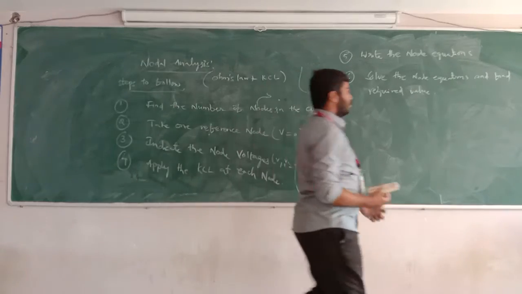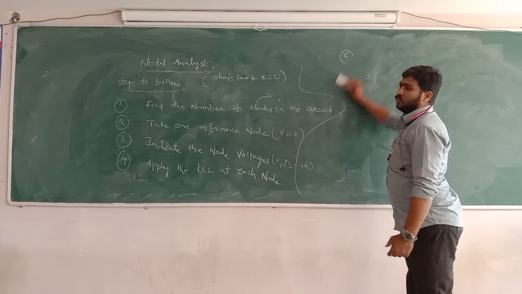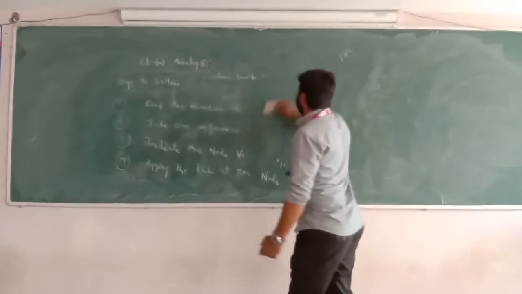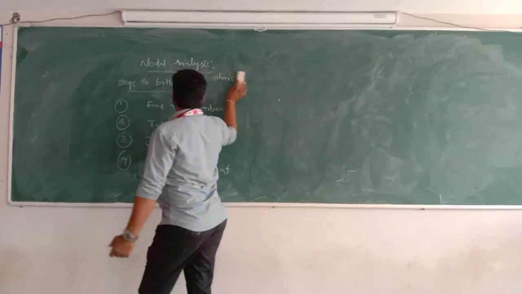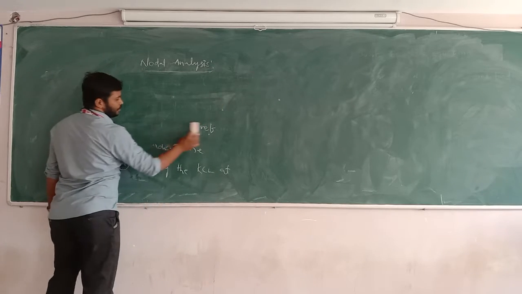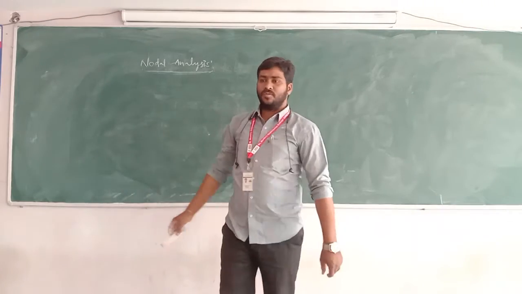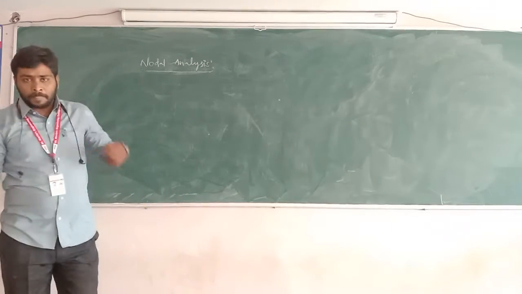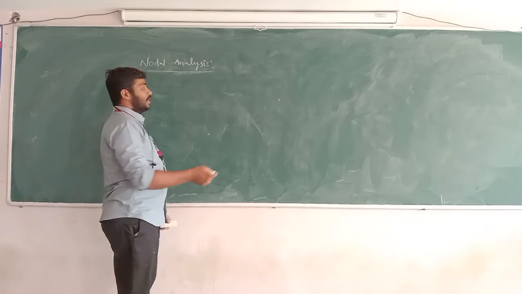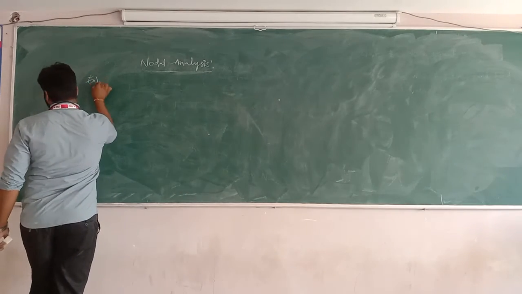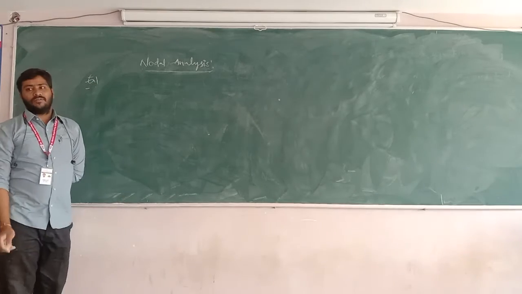Now we choose one circuit and apply nodal analysis to see how we get the required values. Required values means the current flowing through a particular branch, or the voltage across the branch, or else the power consumed by the particular branch. We have to solve all those things. We'll take one example, so randomly take one circuit.